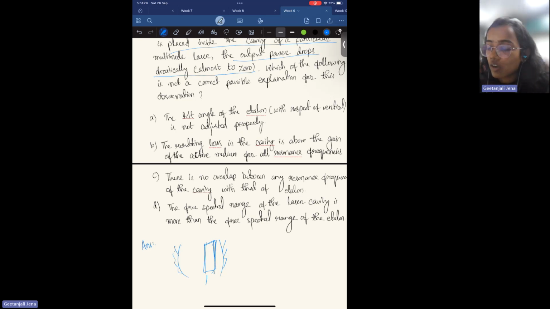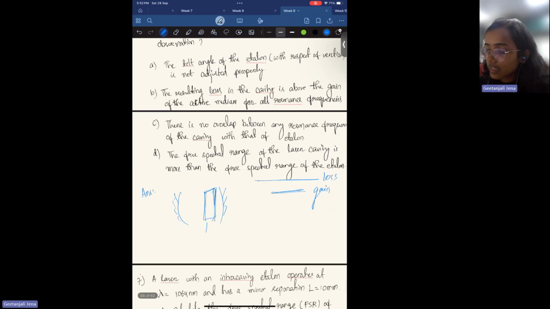So depending on that, we will see a drastic change in the power. So this is right. The second is resulting loss in the cavity is above the gain of the active medium for all resonance frequencies. This is also right because when the gain is lower than the loss in the system, this is loss, this is gain. When it happens for all frequencies, that means there is no amplification inside the medium. So that is why this option is also correct.